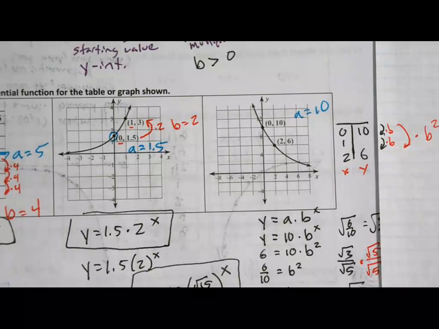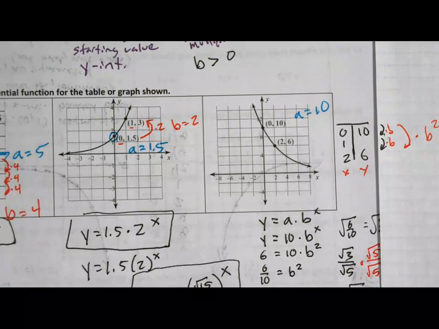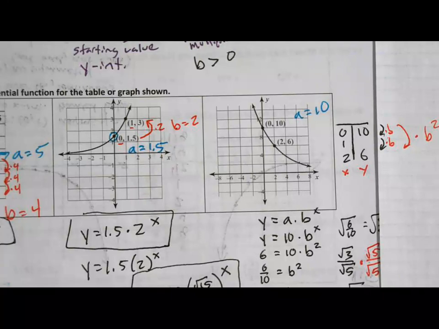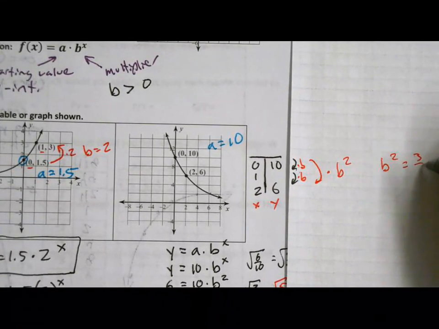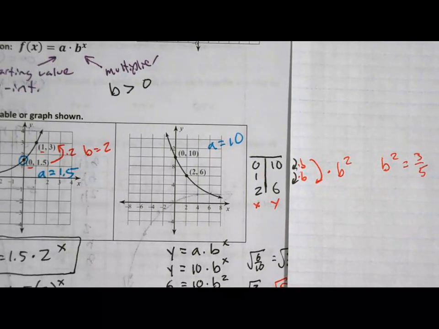What do I multiply a 10 by to get 6? That was that 3/5 that you guys had already, or was it 3/5 or 5/3? 3/5. Yeah, so we could say b to the second is 3/5. And then we could have solved from there. We would have gotten the same answer that we just did a second ago.